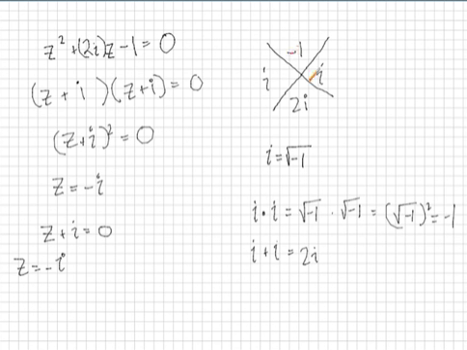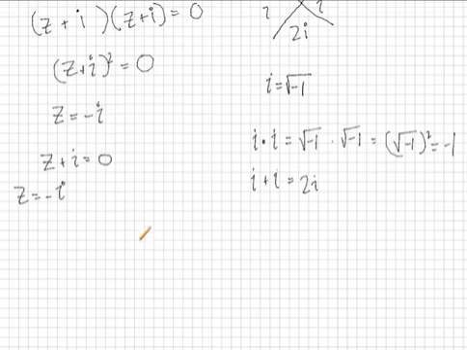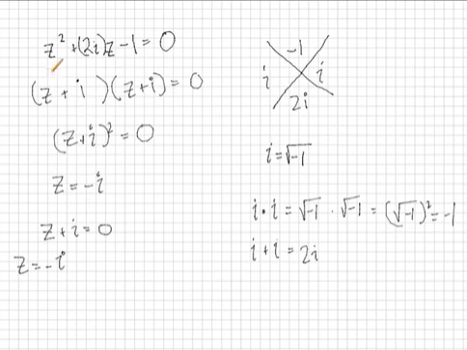If you didn't see this right away, that's okay. You can also use the quadratic formula to solve this. You're going to go ahead and set your value for A at 1, it looks like. Your value for B would be 2i, and your value for C would be -1. And then you can plug those values into the quadratic formula as well.